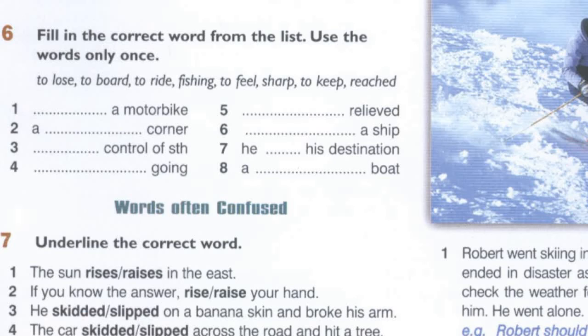To keep going. Okay. And number 3, control of something. To lose control of something. And number 2, a sharp corner. Means 90-degree almost corner. Sharp corner. And sharp angle. Number 1, a motorbike. To ride a motorbike.